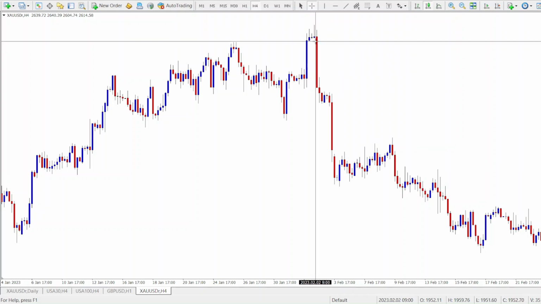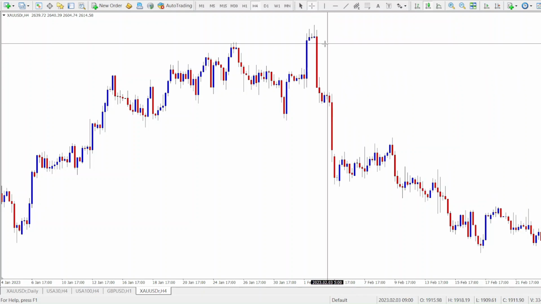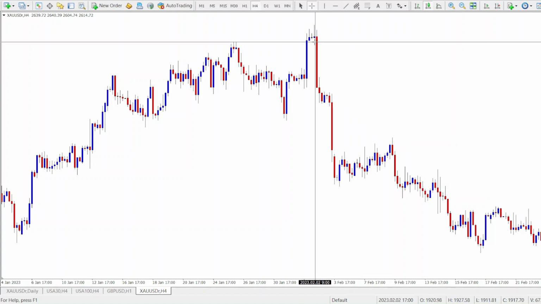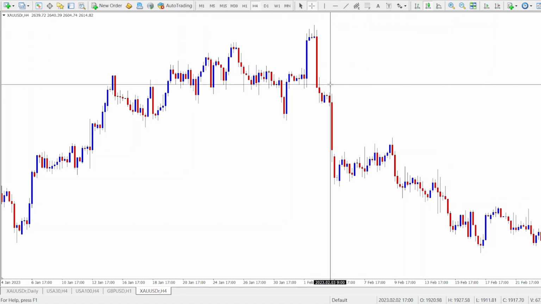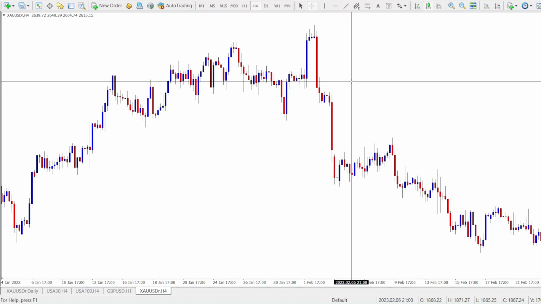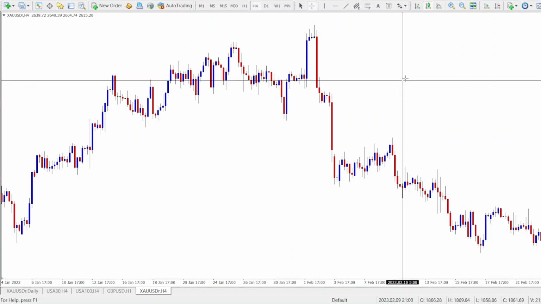Right after the shooting star, you can decide to enter your sell trade. Set your stop loss above the shooting star, and you can target the next support level for your take profit. You can also use other indicators for additional confirmation.